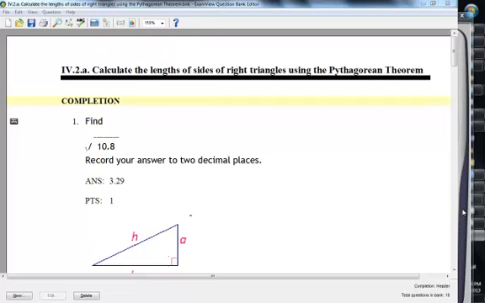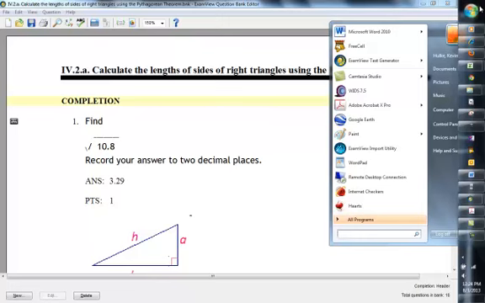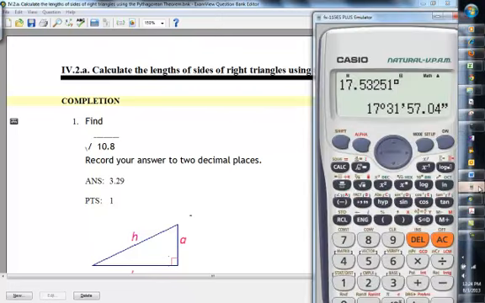4.2.a, we're going to work with the Pythagorean Theorem, but before that we should practice a little bit with square roots. So let's take the square root key of 10.8, and we get 3.29 if you round it.